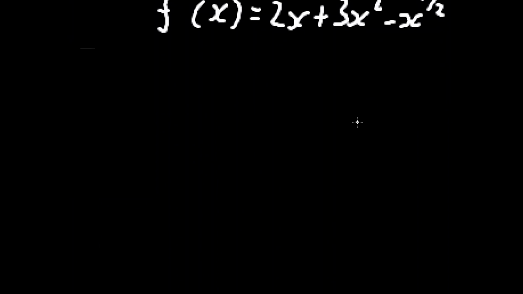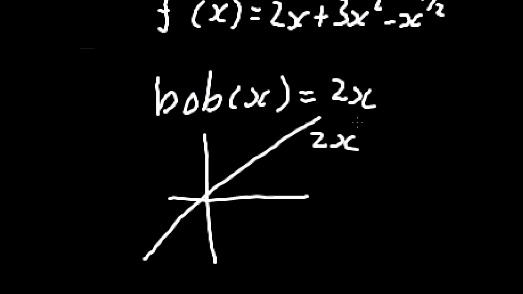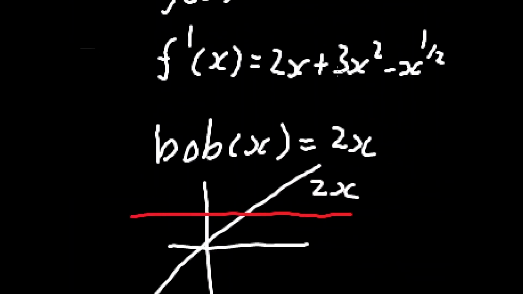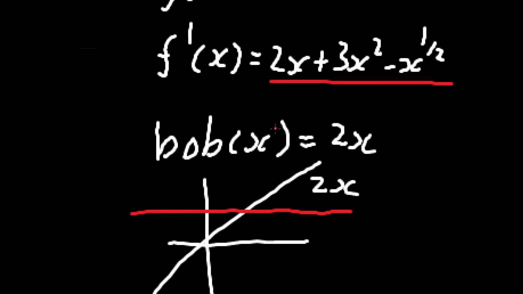Let's say I've got another function. I'm just going to call it bob of x, and it's just equal to 2x. Okay, so that's equal to 2x. That means that the gradient is just a flat 2, right? So what we've got is the one function here that is the gradient. So that red line is basically this thing here. And we're trying to figure out the white line, okay?